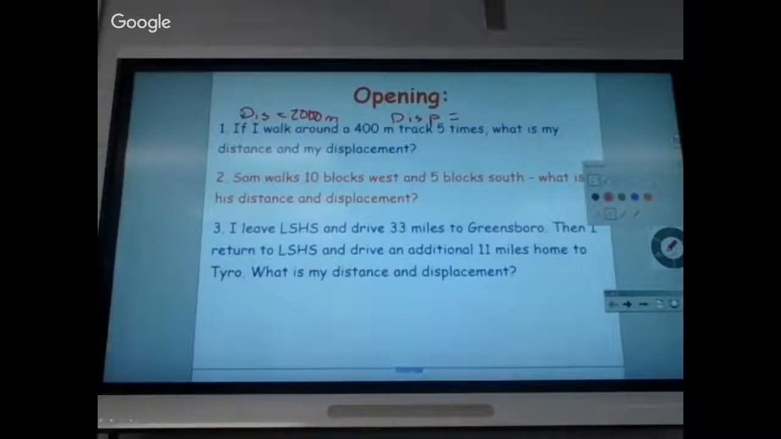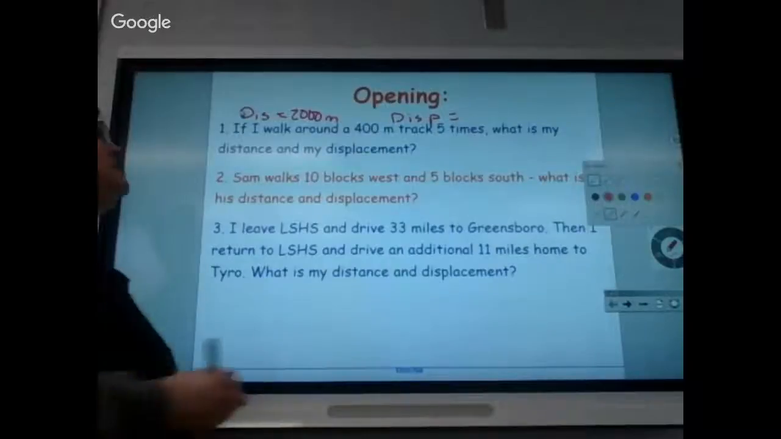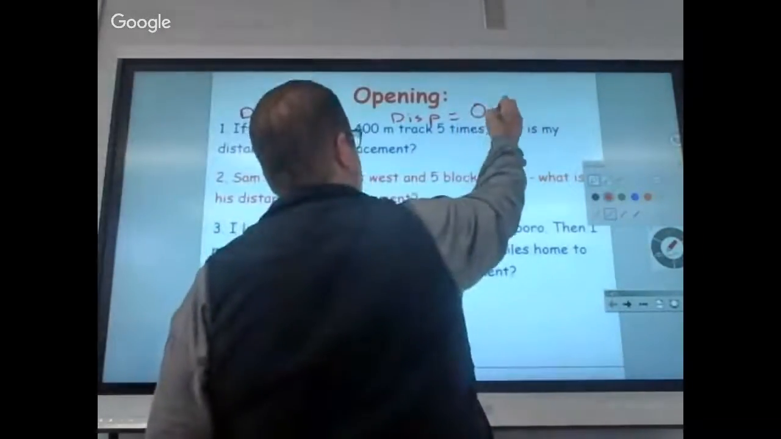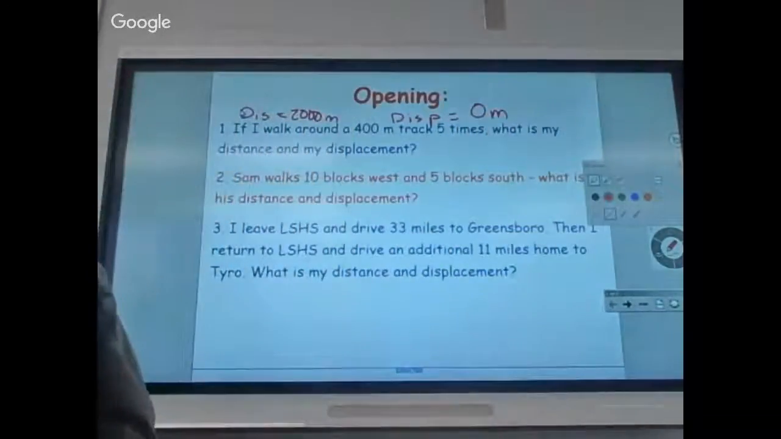What do we do on a track? It would be 0. Why would it be 0? Because you're not going back to where you started. That's right. We start and stop in the same place. So it'd be 0 meters. Okay? Everybody okay with that?